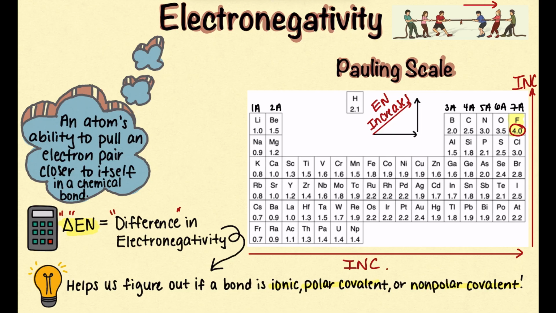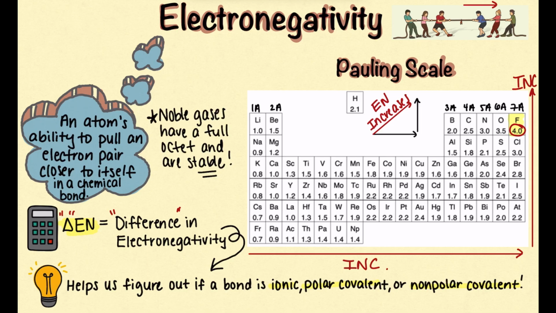But a quick reminder: remember that the noble gases are like royalty. They're stable. They're in group 8A of the periodic table. They're the cool kids, right? They're chilling. They already have a full octet or a full valence shell. So they don't really bond and they don't pull electrons towards themselves. And that's a big reason why fluorine, not neon or helium, has the highest electronegativity.